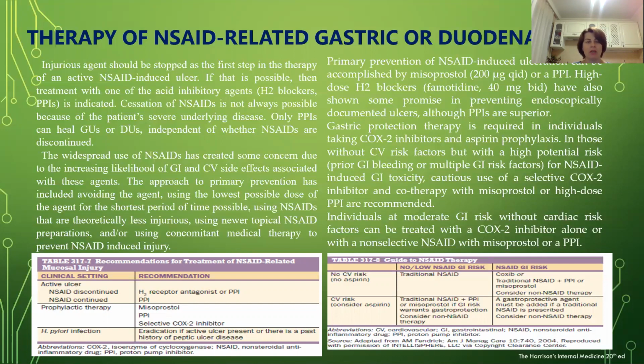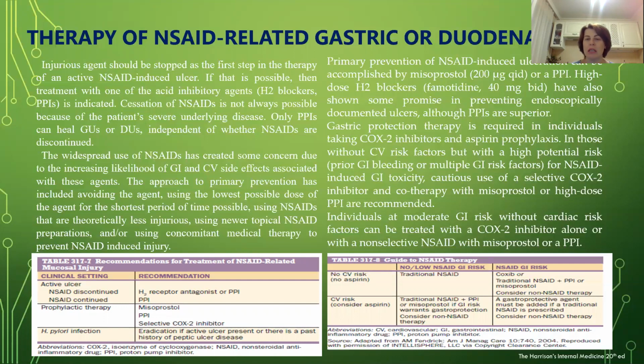The widespread use of NSAIDs has created some concern due to increasing likelihood of GI or cardiovascular side effects associated with these agents. The approach to primary prevention has included avoiding the agent, using the lowest possible dose of the agent for the shortest period of time, using topical NSAID preparations instead of general ones, and using concomitant medical therapy to prevent NSAID-induced injury. So if a patient receives long-term therapy with NSAIDs, it's reasonable to prescribe protective dosages of PPI for 7 to 14 days, depending on the length of the treatment and underlying condition of your patient.